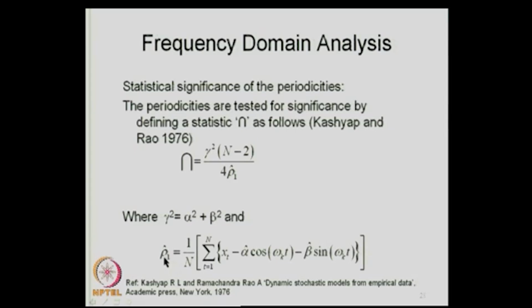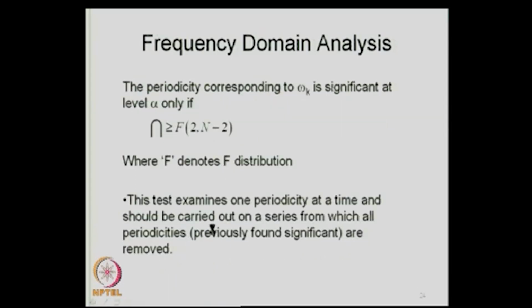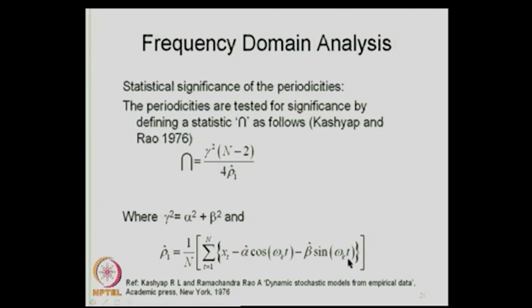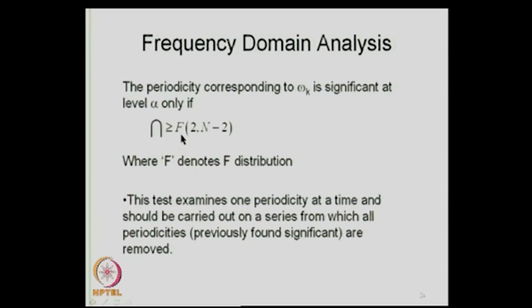that gives you rho 1 k, and this alpha and beta are also for that particular k that you are considering. So, you know gamma square and n is known, rho 1 cap is estimated, and therefore, you know this statistic. This statistic we check against the F distribution with 2 degrees of freedom, n is the number of data points. So, if the statistic that we so computed is greater than the corresponding F value, then it is significant. The periodicity at level alpha is significant.